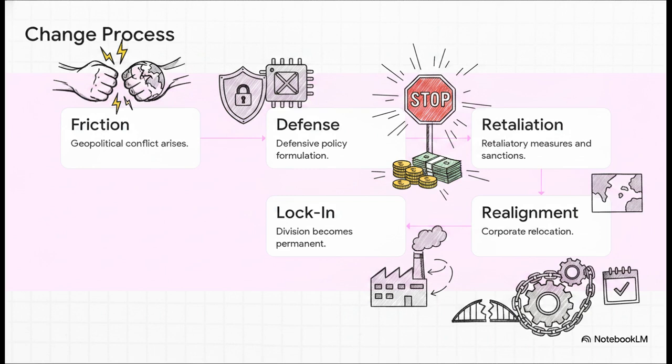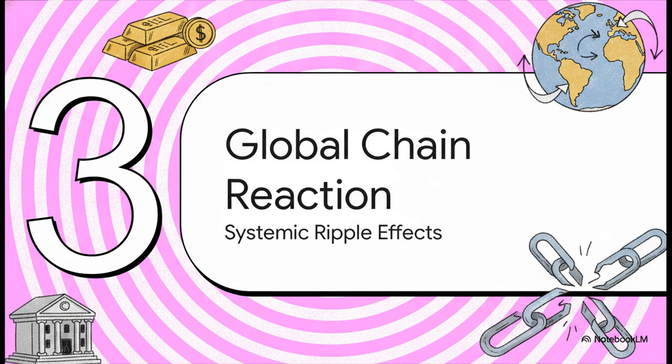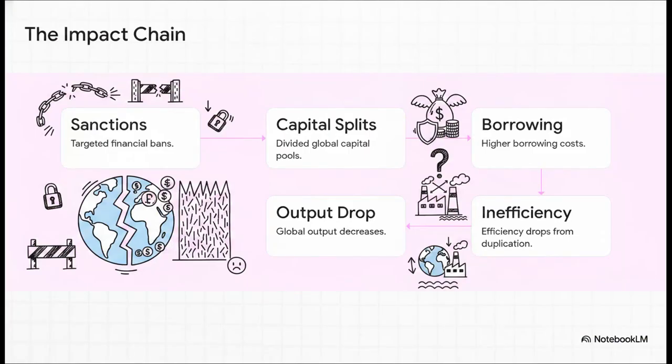Once these local trade agreements and alternative payment systems are fully built and mature, the division becomes somewhat permanent. Going back to a unified market from there is incredibly difficult. Section 3, the global chain reaction. Trace this impact chain with me, because this is where a political decision devolves into real-world economic pain.